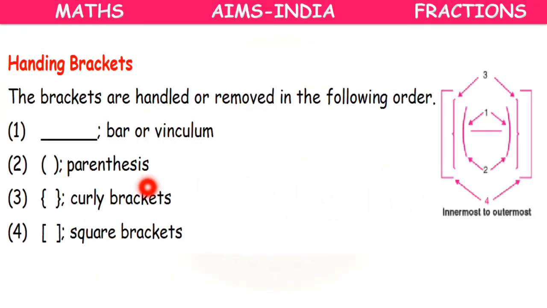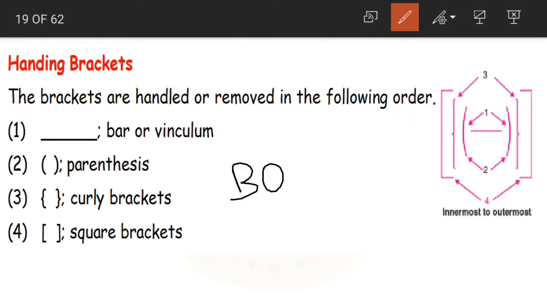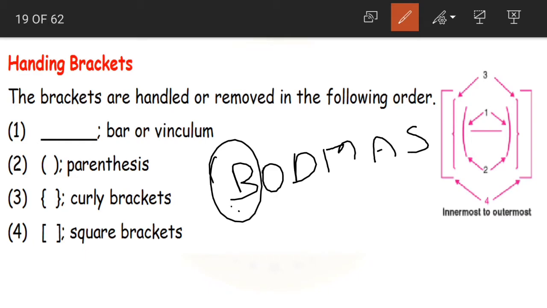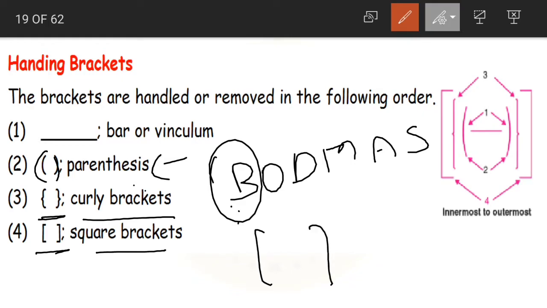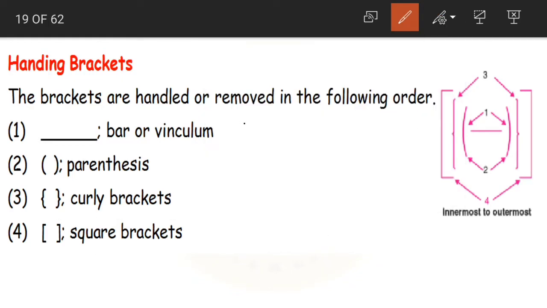Moving on, handling brackets. The brackets are handled or removed in the following order. Now again, as we've learnt in BODMAS, brackets are solved first. But in brackets also we are having many types of brackets. Like these brackets which we commonly use are called parentheses, and these are called curly brackets, and these are called square brackets. Now when all these are given in the question, how do we remove them? They are removed in the following order.